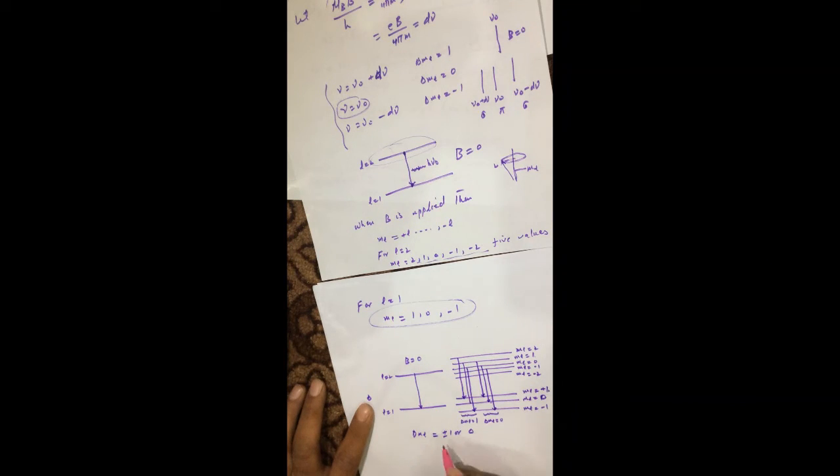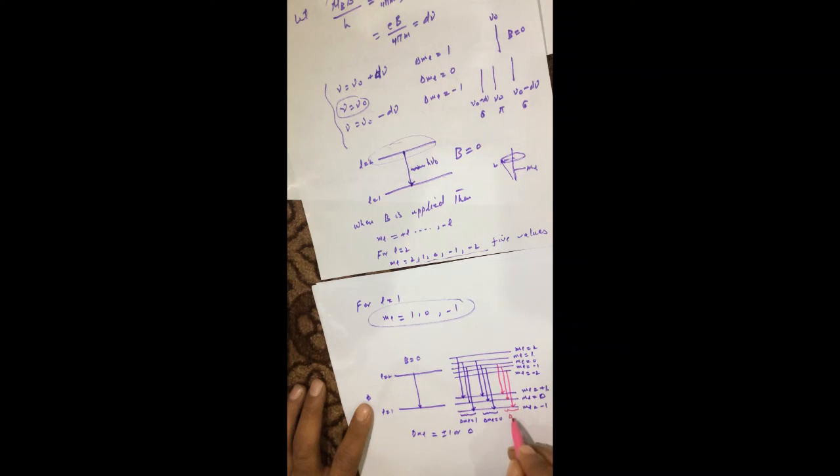And the transitions for which delta ml is equal to minus 1 would be from 0 to 1, or from minus 1 to 0, or from minus 2 to minus 1. If we calculate delta ml for these 3 transitions, it will be minus 1.